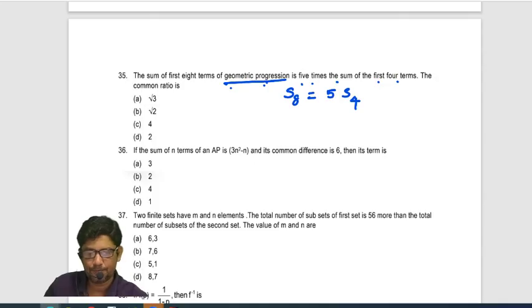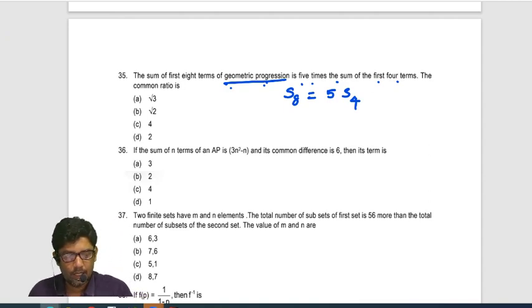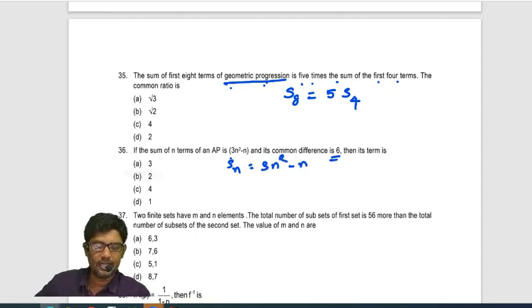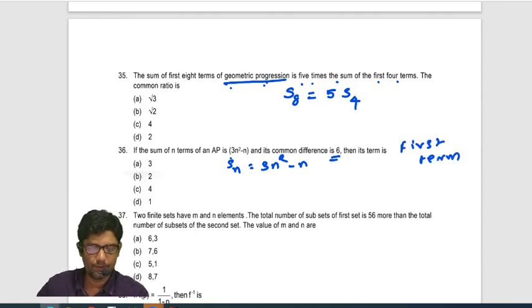Okay, next. Now, the sum of n terms of an AP, Sn equal to 3n square minus n. Common difference is 6. Then its first term. Okay, first term. Listen here.